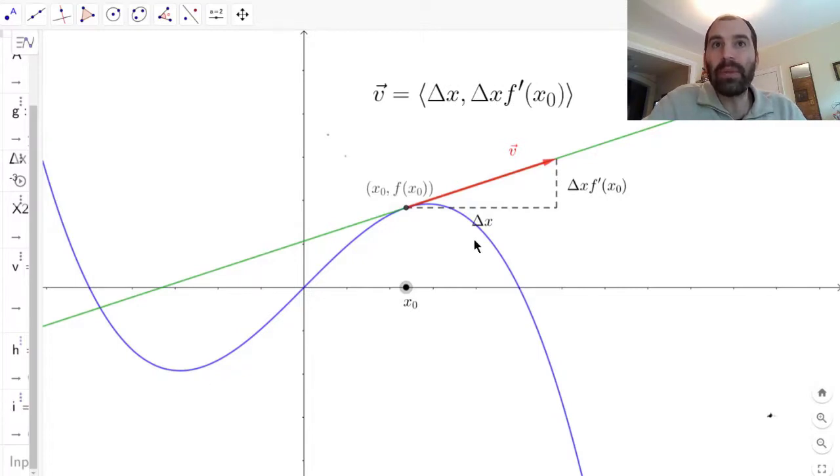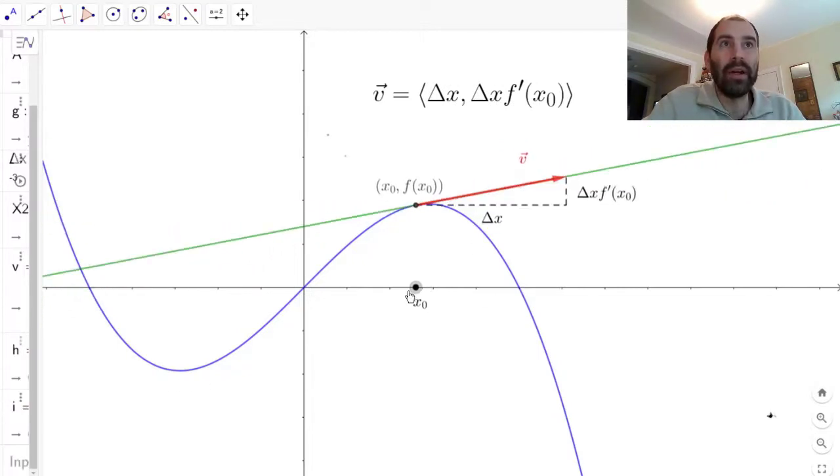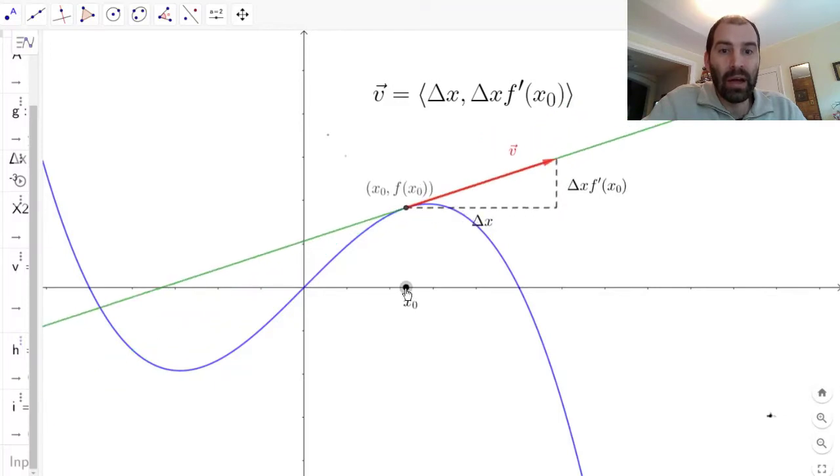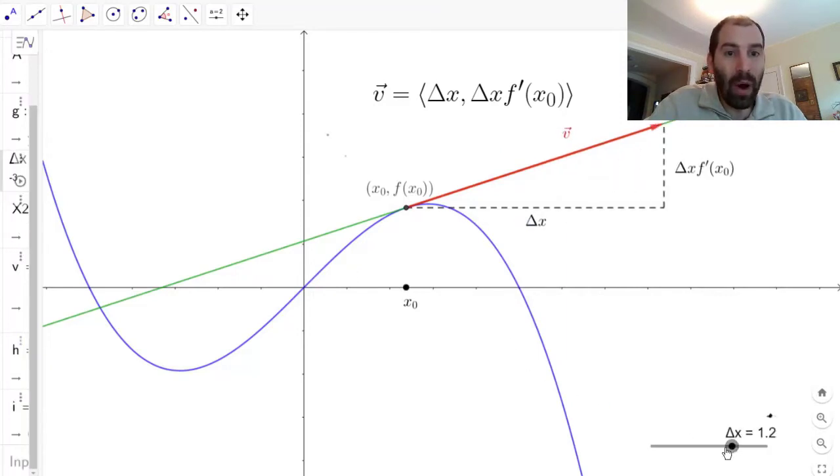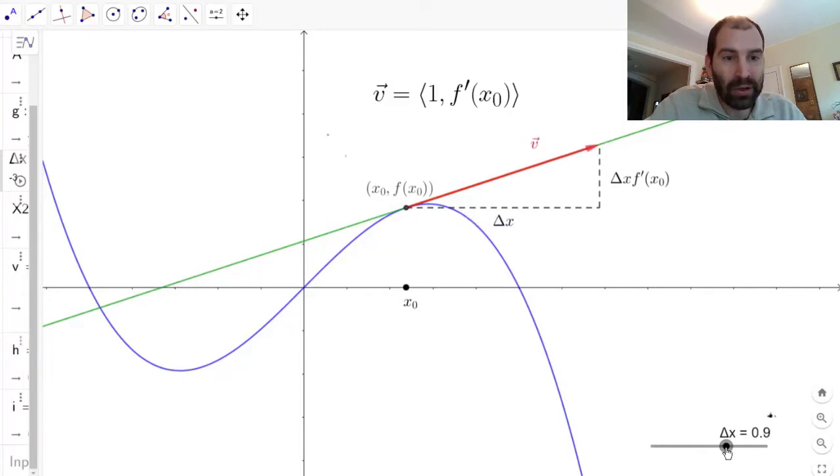But we can do something even better, right? We can arrange for these components to be quite nice. We can arrange for the delta x, the change in x, to be anything we want, but we can make it equal to 1 if we want to make things work out really nicely here. So let's just do that. I'll set delta x equal to 1.